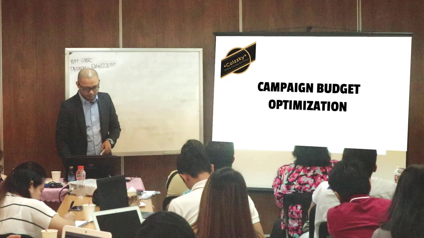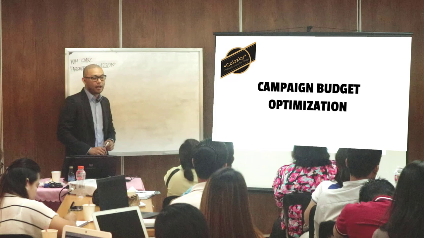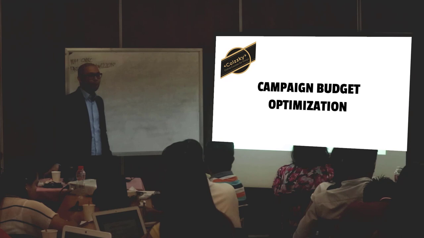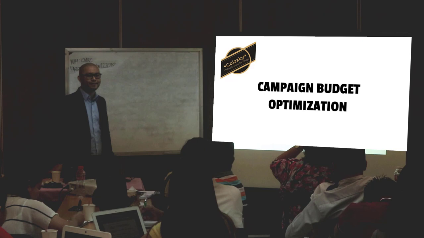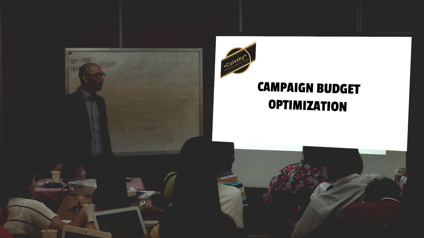Okay. Campaign budget optimization. This is the method, or these are the changes that will take place in September of 2019. How many months is that? Three months? Two months. Two and a half. It's very close. So you have two and a half months to practice.